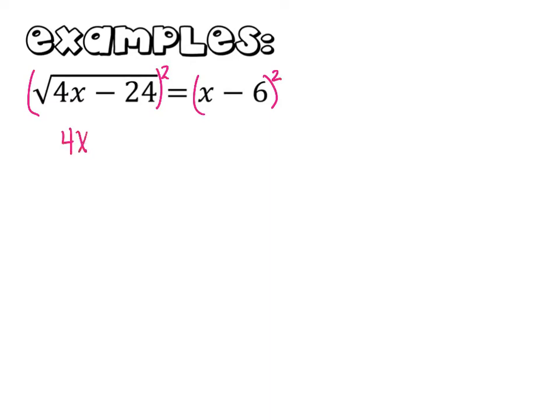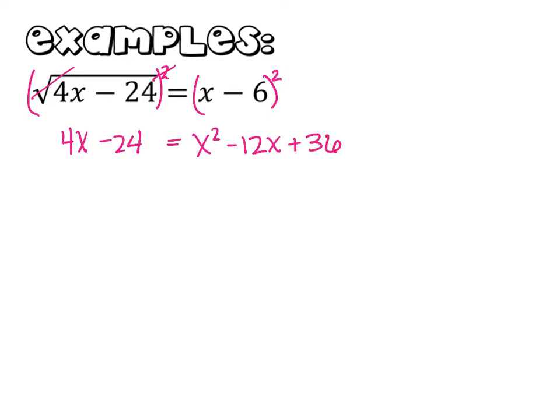So then I have 4x minus 24 equals, and this is why we practiced squaring binomials. If I can do it without showing the work, that's going to make it easier. So x times x is x squared. X times negative 6 is negative 6x, but I need 2 of those, so negative 12x. And negative 6 times negative 6 is plus 36.